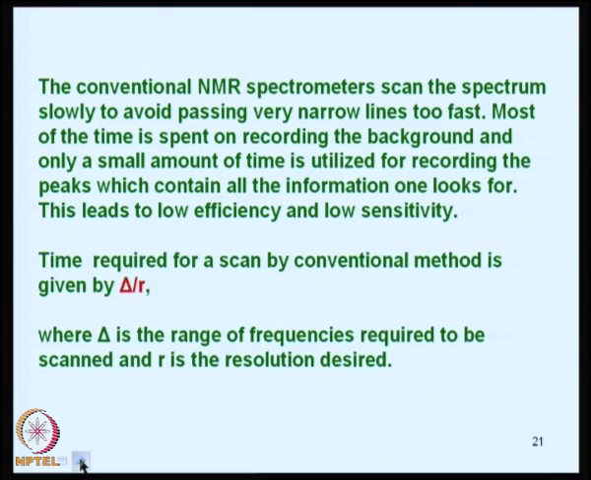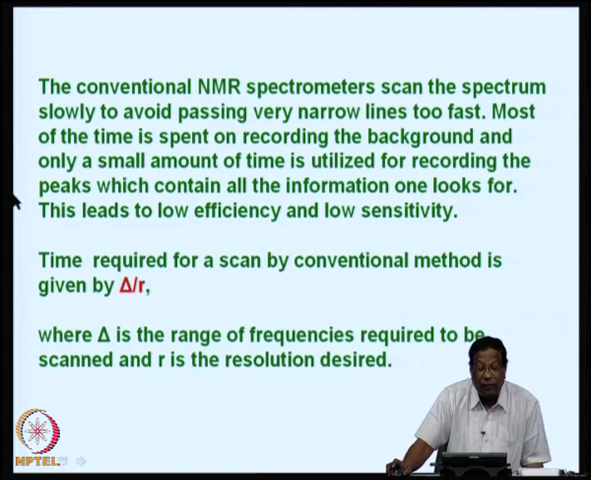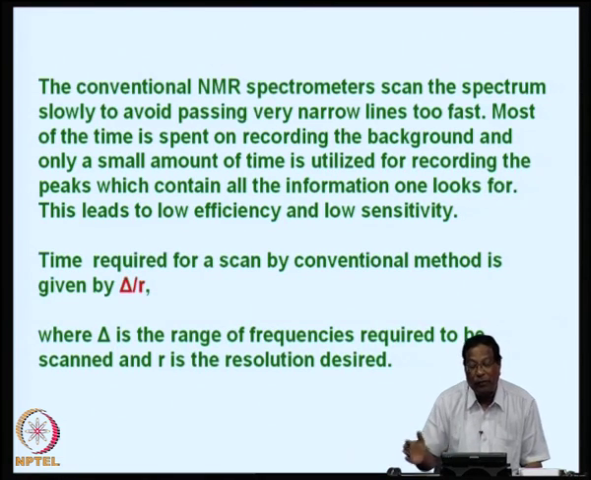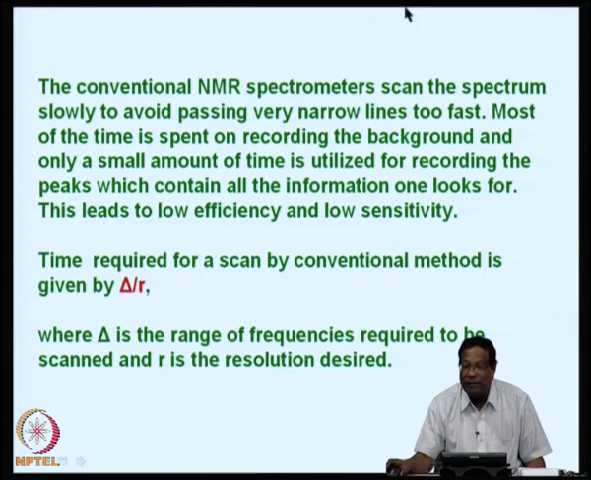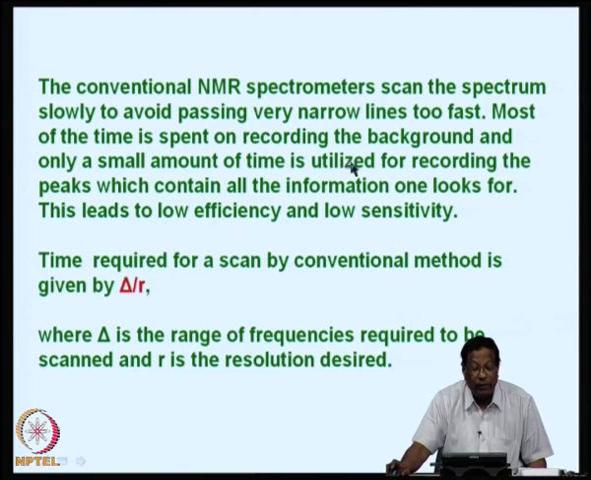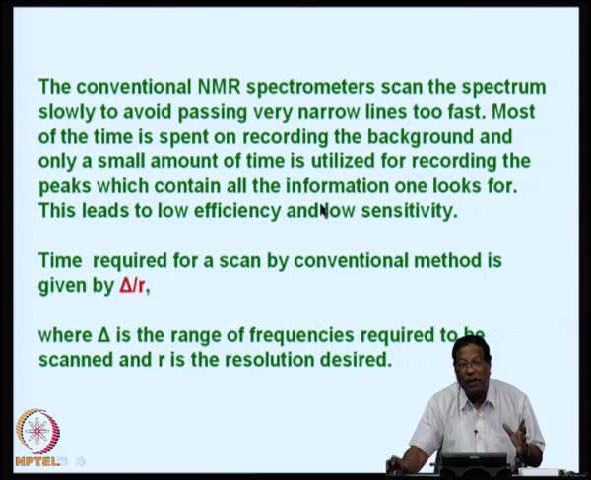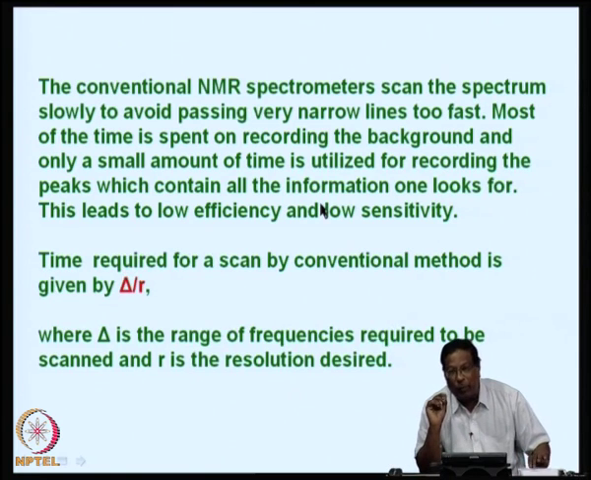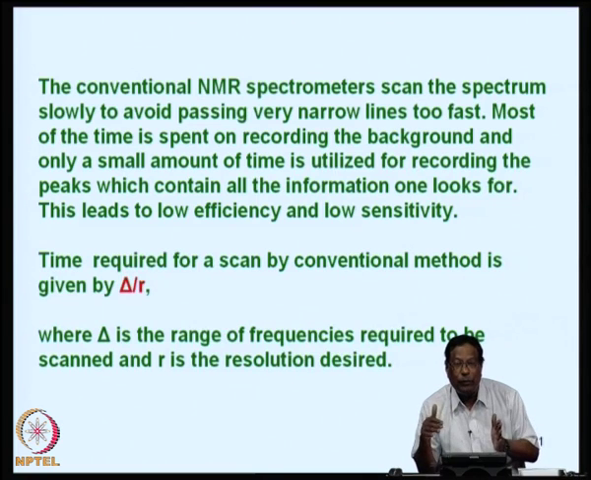So, the conventional NMR spectrometers scan the spectrum slowly to avoid passing very narrow lines too fast. If you scan it very fast, you would miss so many narrow lines which have very low intensity. So, most of the time is spent on recording the background, and only a small amount of time is utilized for recording the peaks, which contain all the information one looks for. Basically, this leads to low efficiency and low sensitivity.